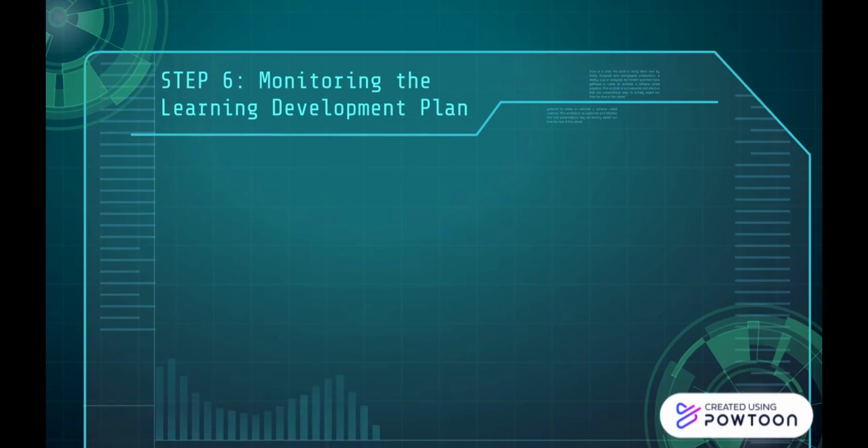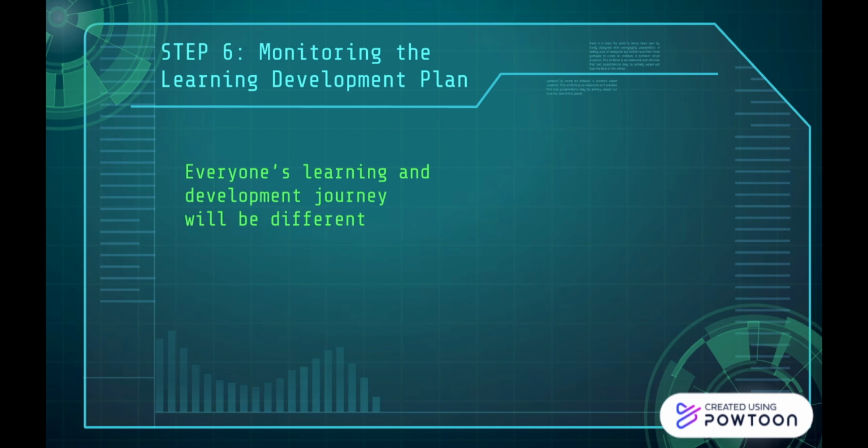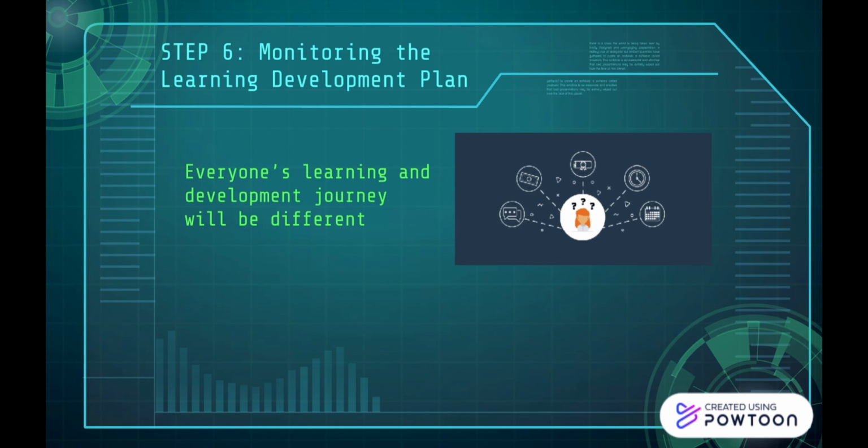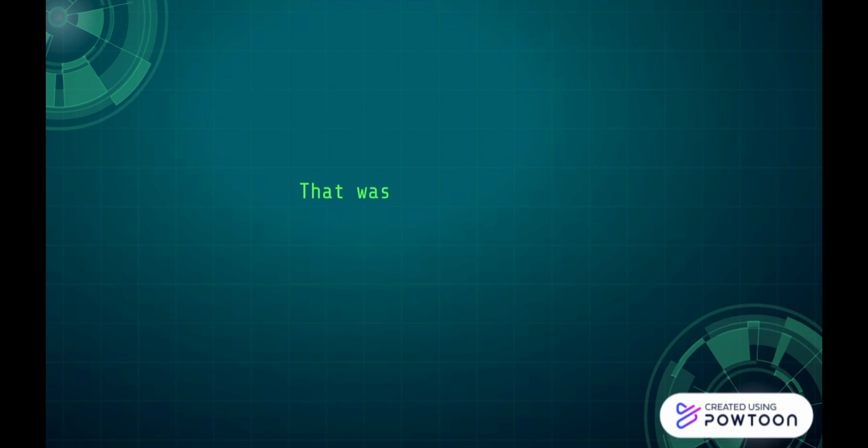And last but not least, Step 6. Monitoring the learning development plan. Everyone's learning and development journey will be different, and it is important that we remain flexible and inclusive in our plans. That's why we need to have a system for understanding our journey and monitoring our development. We use different methods and apps to help us track statistical performance against the plan. By following and monitoring the plan and its outcomes, we ensure what we need to facilitate ongoing growth.